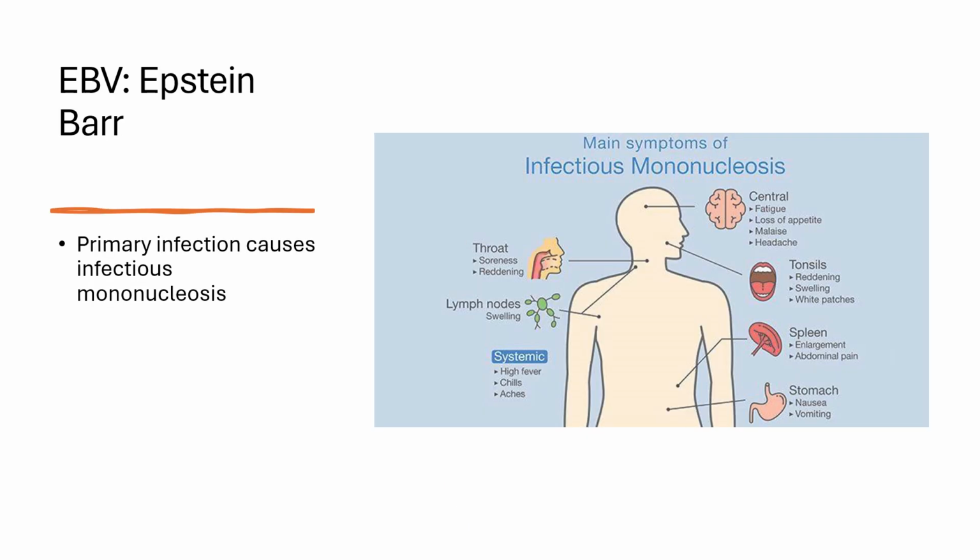Last is your EBV. This is your Epstein-Barr. If you've ever had mononucleosis, you have had the Epstein-Barr infection. So that's pretty much the only thing you need to know about this one. I put some main symptoms of infectious mononucleosis, but know that the Epstein-Barr virus causes the mononucleosis.